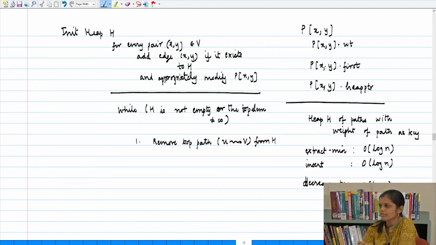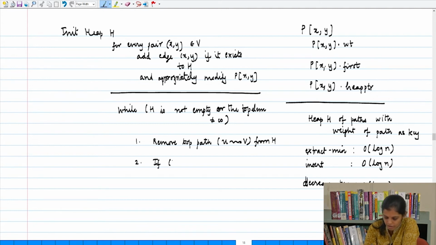So I will just make a very simple classification. Is this path a single edge, or is this path a non-trivial path? That is very easy to identify from the path itself, because we have already stored what is first. If first happens to be the endpoint, then it is a single edge. If not, it is a non-trivial path, right? So I will just distinguish between two cases.